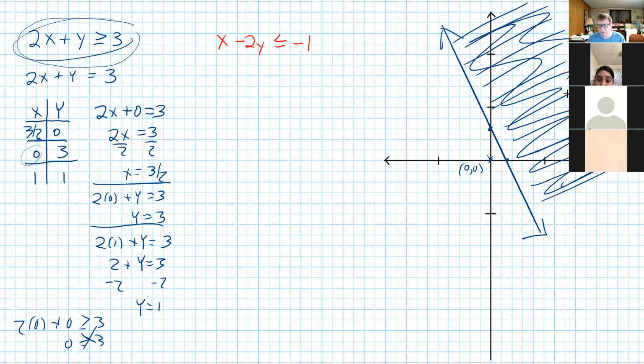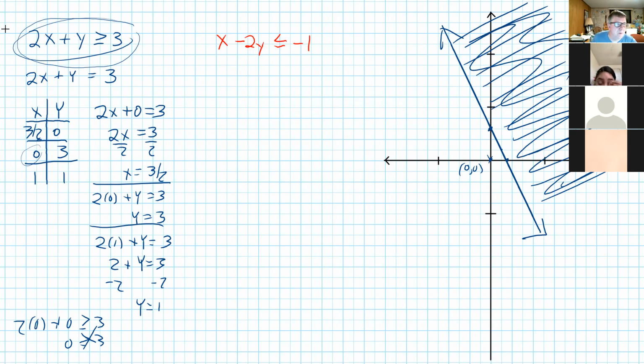which means we're going to shade the area above the blue line. Okay? So the graph of 2x plus y greater than or equal to 3 would be the blue graph that you see there. Any questions about that graph?